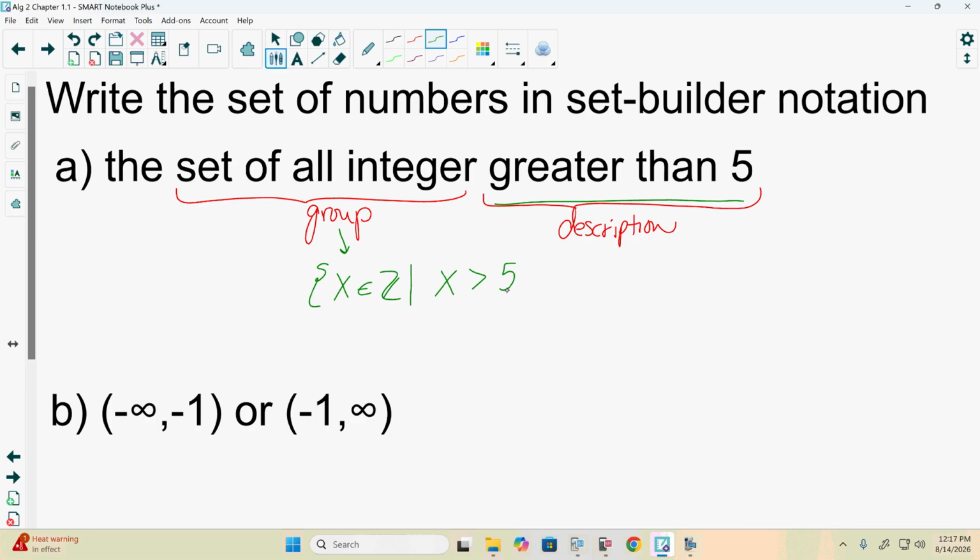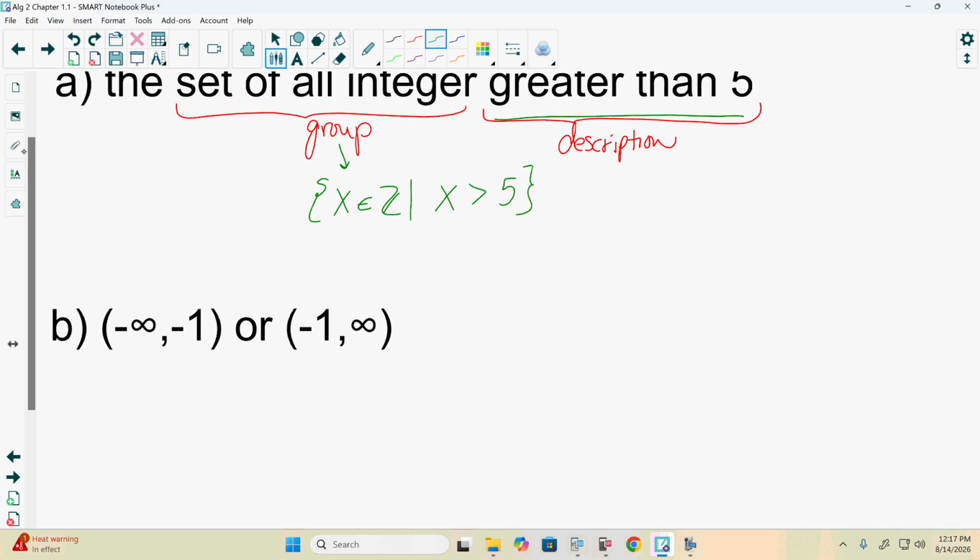We ready for the next piece? Right. That's it. So turning the set of all integers greater than 5: x is an element of the integers such that x is greater than 5. That's it. That's it in set builder. Questions on how we do this here? We ready for the next one?